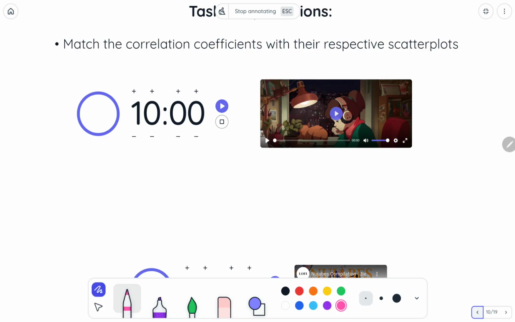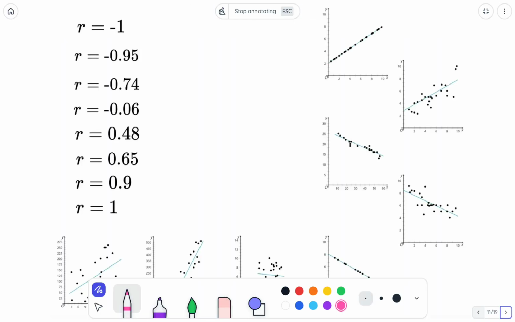All right, hopefully I fixed it on the next slide. For the next one, you are going to be matching the correlation coefficients with their respective scatter plot. And I'll just do a couple of examples here. So this is what your task 3 should look like. Starting off with a correlation coefficient of -1. And these do go in order from smallest to largest. So from -1 all the way up to +1 are in order.